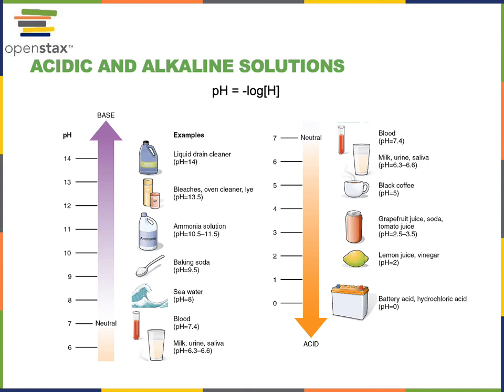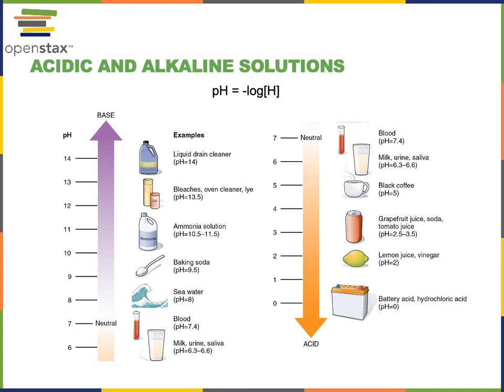So an extremely alkaline solution with a pH of 14 is liquid drain cleaner, or other heavy-duty cleaners like bleaches and oven cleaners and lye are very alkaline solutions. Ammonia is also fairly alkaline with a pH of 10.5 to 11.5. And notice that seawater and blood are both slightly alkaline solutions. Blood has a pH of about 7.4, making it just slightly alkaline.